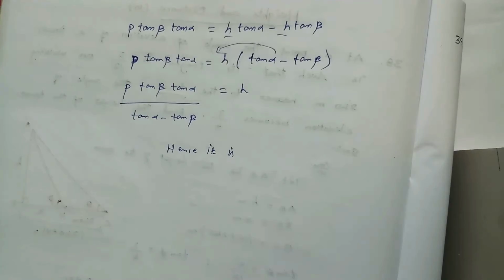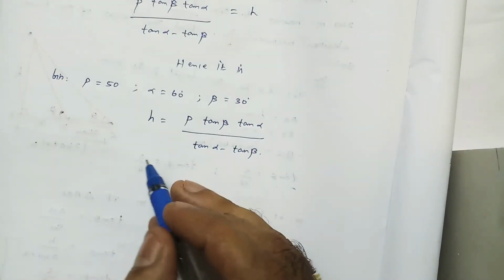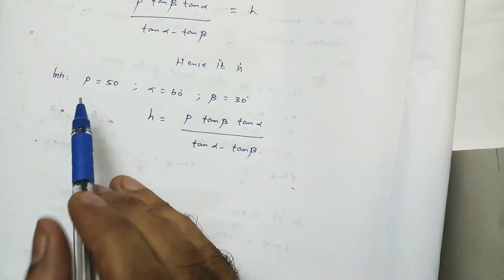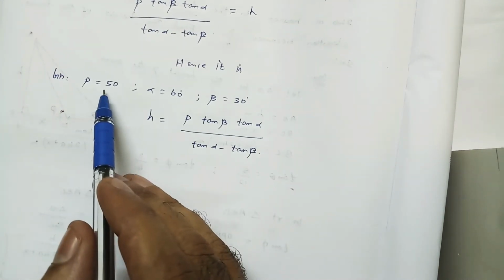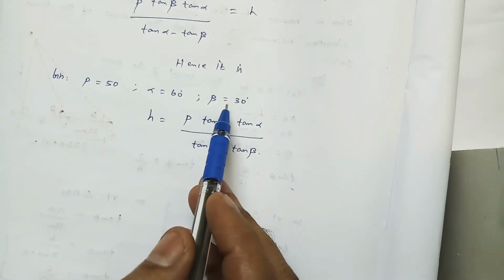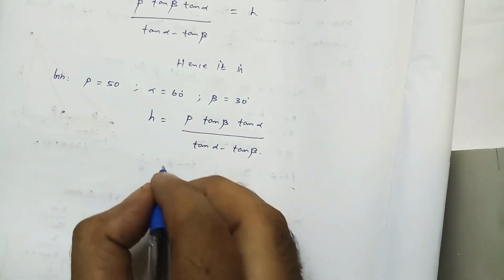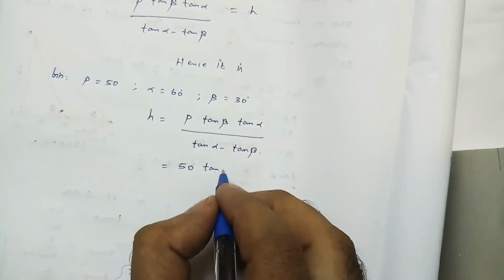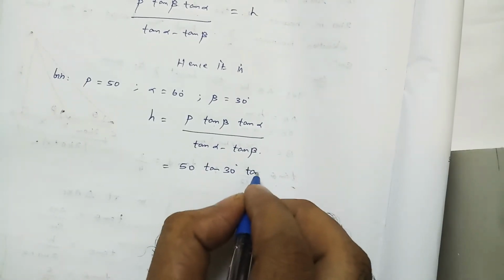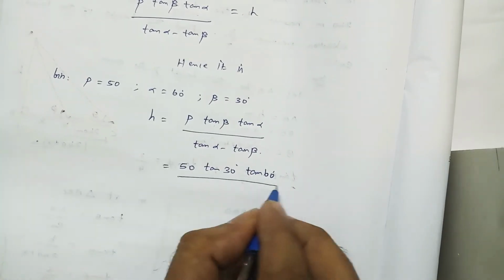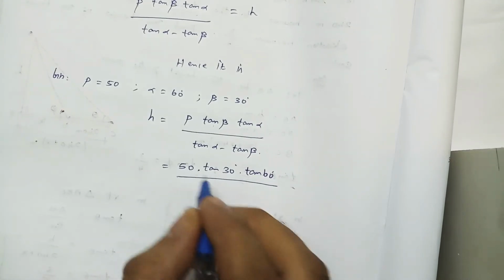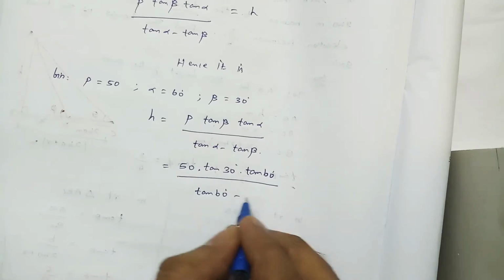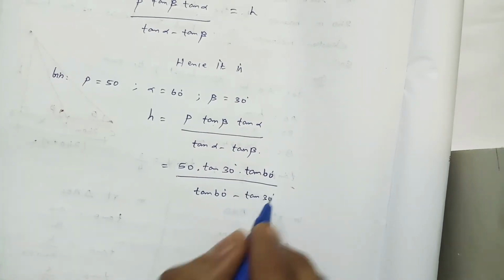Understood? Still, what we want to find, they ask you to find the value of h, right? Height of the tower, right? So they have given that the value of P is 50 meter, alpha is 60 degree, beta is equal to 30 degree. Just substitute here. So it is equal to 50 into tan beta, that is tan 30 degree into tan 60 degree divided by, put a dot, that is multiply, tan alpha, that is tan 60 degree minus tan 30 degree, right?